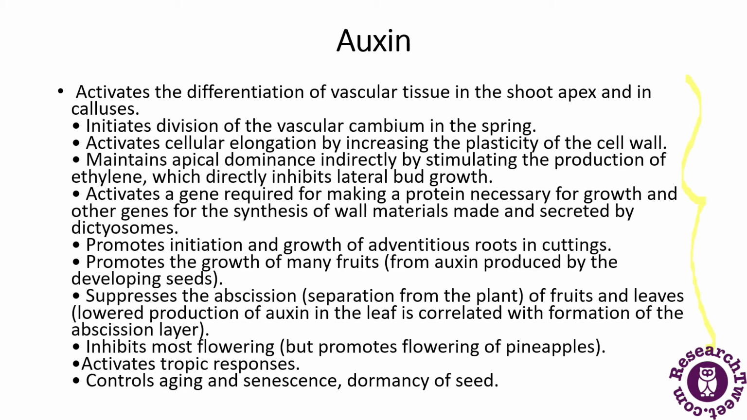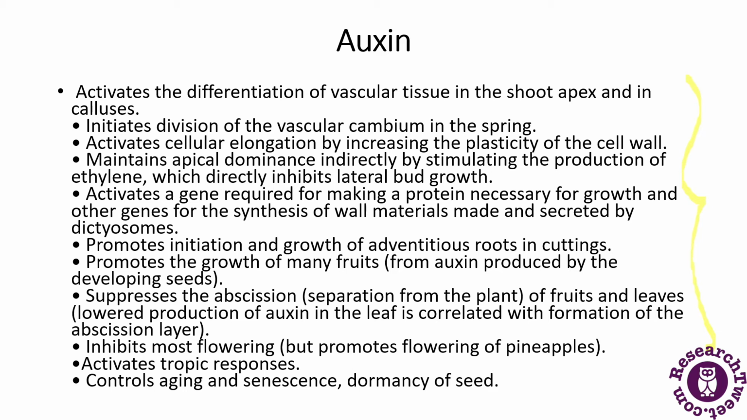It also activates a gene required for making a protein necessary for the growth, and other genes for the synthesis of wall materials made and secreted by the dictyosomes. Also, they promote the initiation and growth of adventitious roots in cuttings. Auxin also promotes the growth of many fruits. Auxin produced by the developing seeds also plays a role in the development or growth of the fruit.